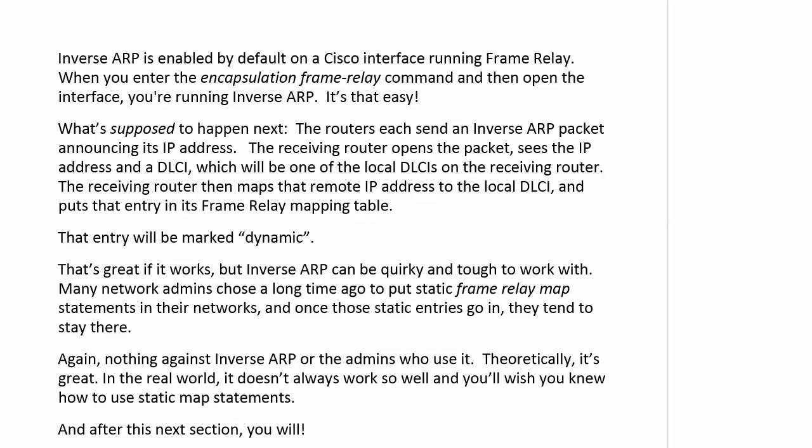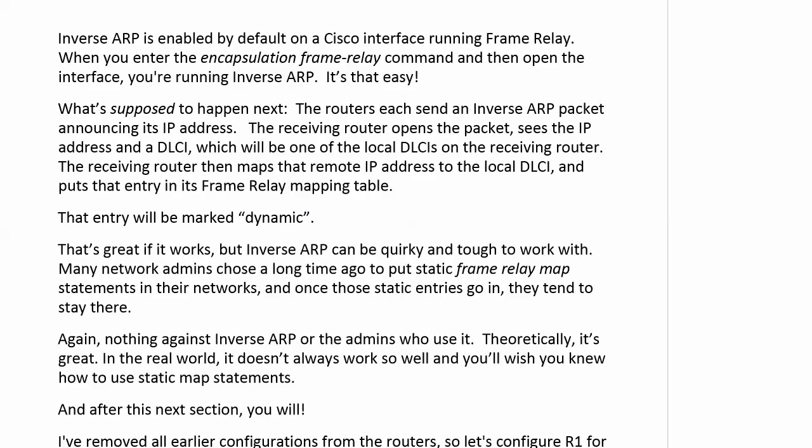And I want to show you an odd result you can get on live equipment from time to time. Inverse ARP is enabled by default on a Cisco interface running frame relay. You enter the encapsulation frame-relay command, you open the interface, bam, you're running inverse ARP. Now, what is supposed to happen next is the router sends an inverse ARP packet announcing its IP address. The receiving router gets the packet, creates a local DLCI to remote IP address mapping, and the receiving router then puts that in its frame relay mapping table, which we will see live shortly, and the entry will be marked dynamic.